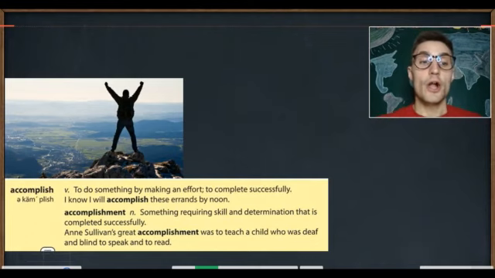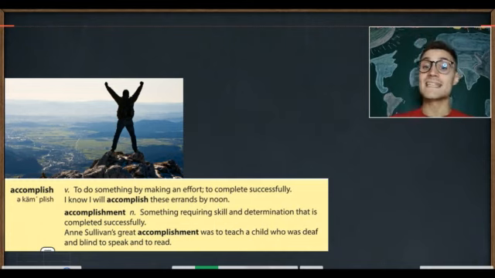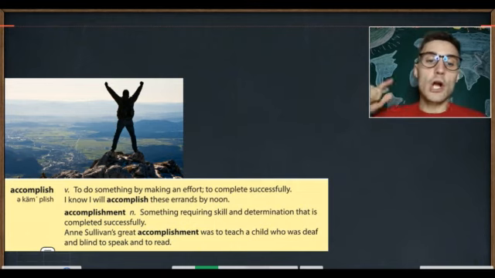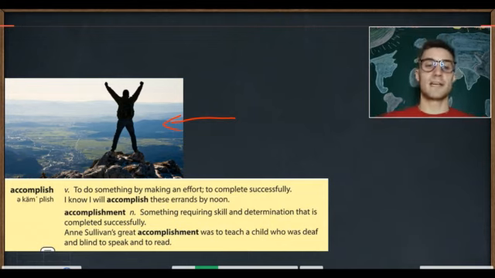Great. The next word is accomplish. Accomplish has a verb meaning. To accomplish something is to do something by making an effort, to complete successfully. I know I will accomplish these errands by noon. I will successfully complete them. He accomplished his goal of climbing to the top of the mountain.